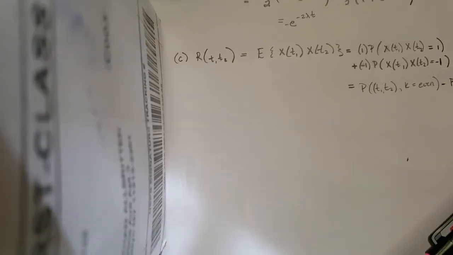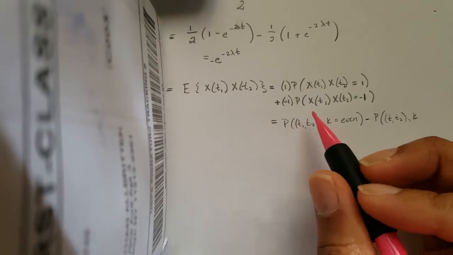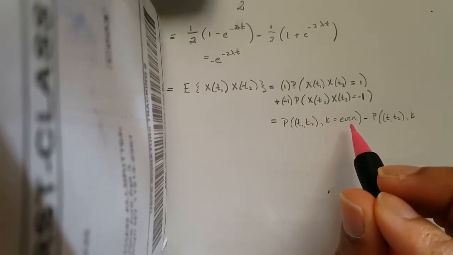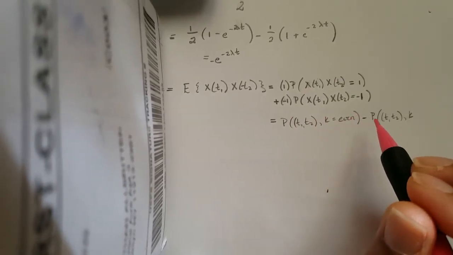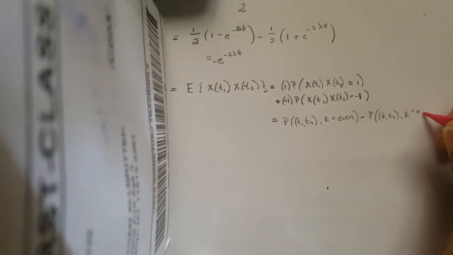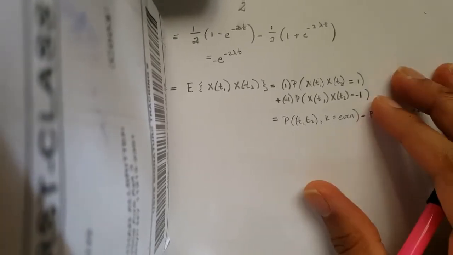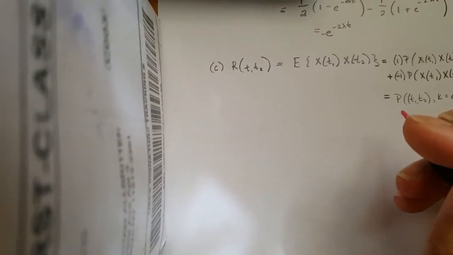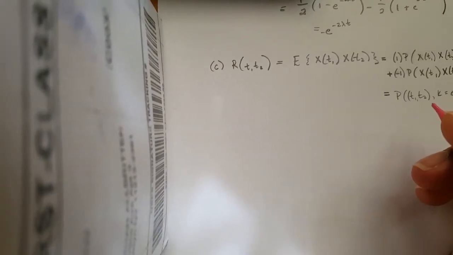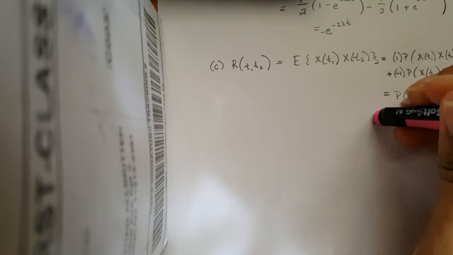Oh, excuse me. But this comes out to be the probability that in t1 and t2 k is even, minus the probability that in t1 and t2 k is odd. Sorry that you could not see that while I was writing. So let me scroll back.